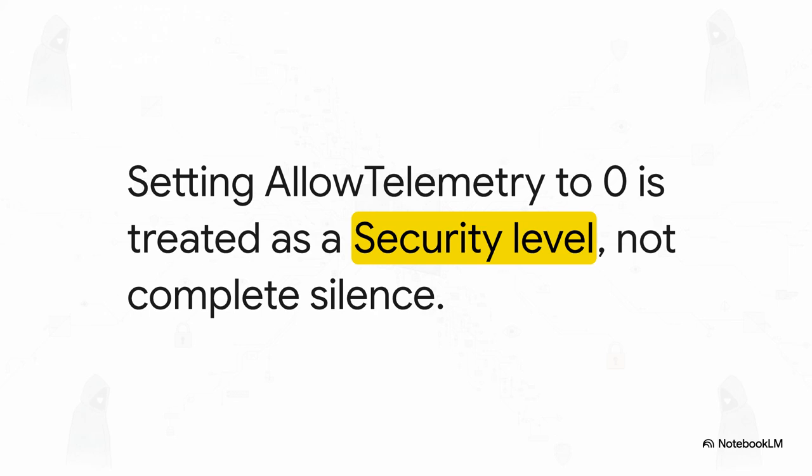If you are running Windows Home or Pro editions, setting Allow Telemetry to 0 doesn't actually equal complete silence. Instead, Windows treats that 0 as a security level, which is basically the equivalent of a 1. It enforces a minimum data collection floor rather than severing the connection entirely. The whole system is hardwired to maintain that baseline of reporting, no matter what.